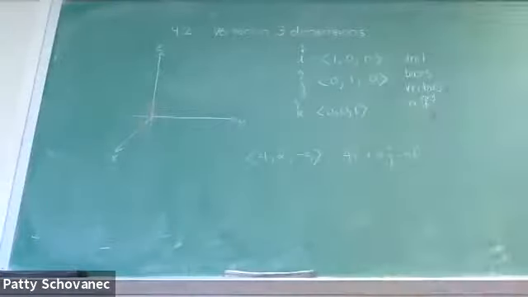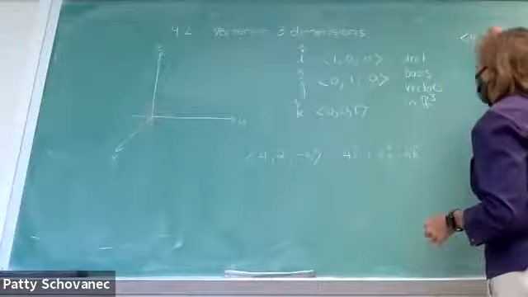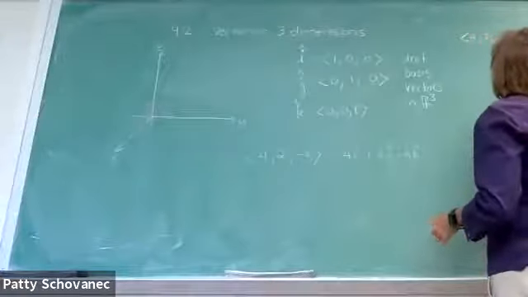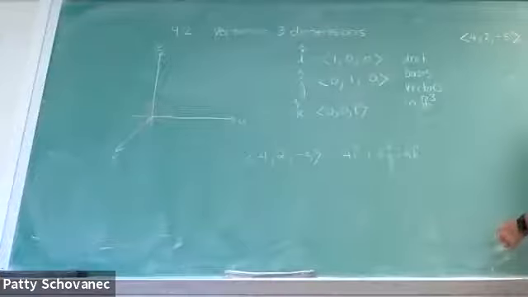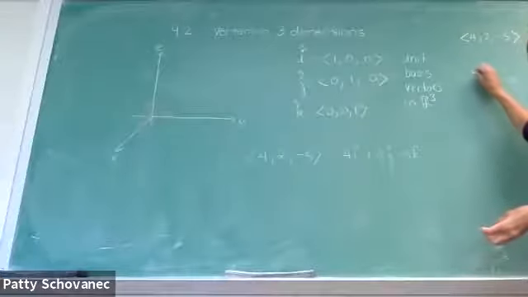But you still do things to these vectors component-wise. For instance, I can take that vector and add the vector, say 1, 2, 3. Vector addition is done component-wise. So I get another vector whose components are 5, 4, 2. I subtract things component-wise, and I multiply by scalars component-wise.